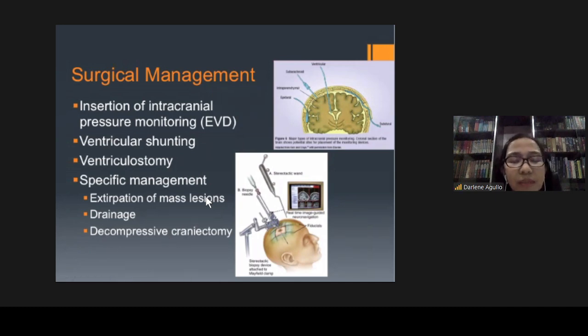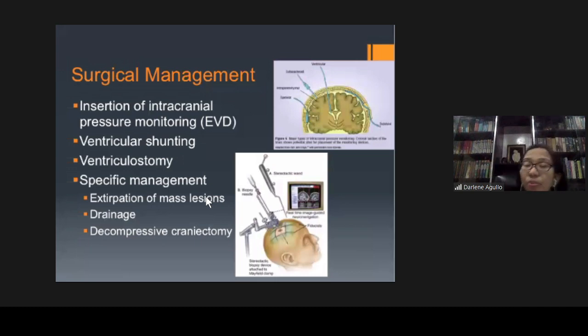For decompressive craniectomy, we usually request for this in patients with malignant infarct, no, large infarcts. We remove a bone, no, skull bone. You request for craniectomy, tapos makikita mo lolobo ang edematous brain, no? Parang gel. So lifesaver din itong decompressive craniectomy.